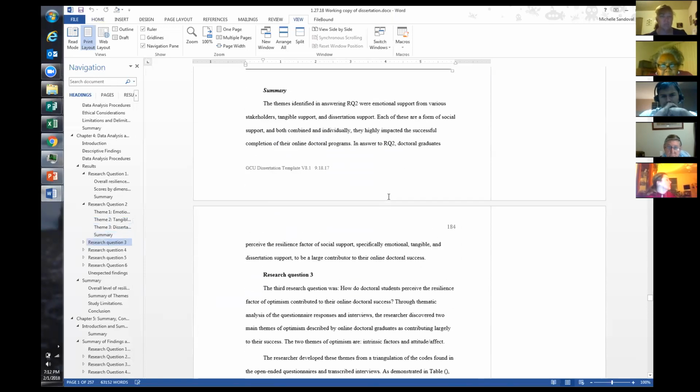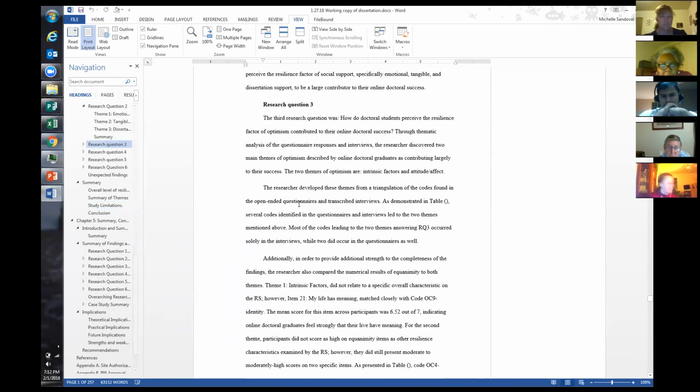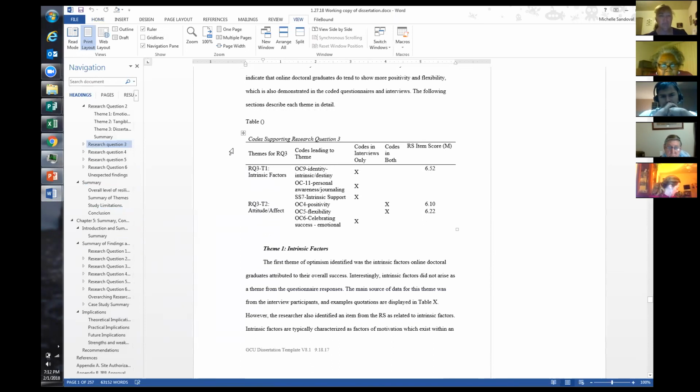I also have other tables in here. There we go. Here are my theme tables, so my codes supporting each theme. And this shows the data triangulation. This is where I brought in my resilience scale. And by the way, the scores are out of 7. So the average score on identity was 6.52. And that happened to also show up a lot in my interviews.